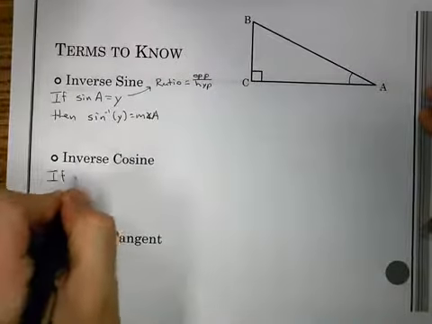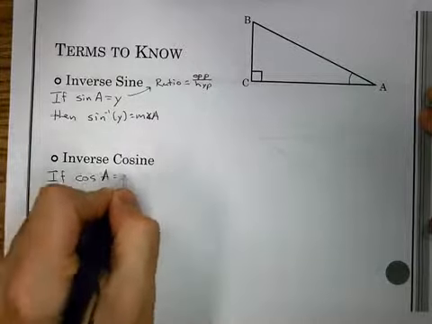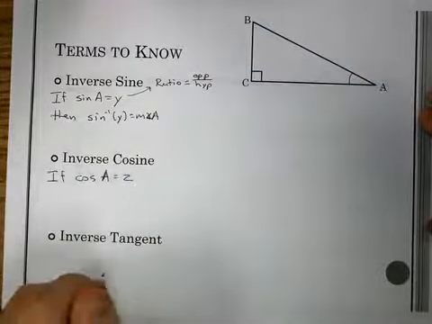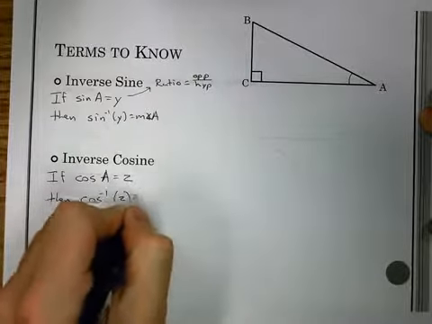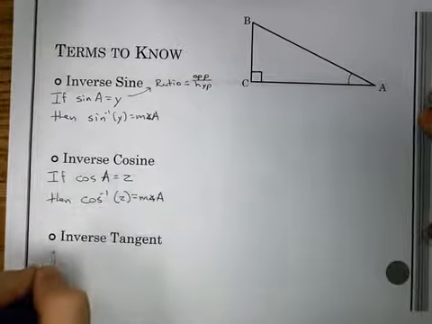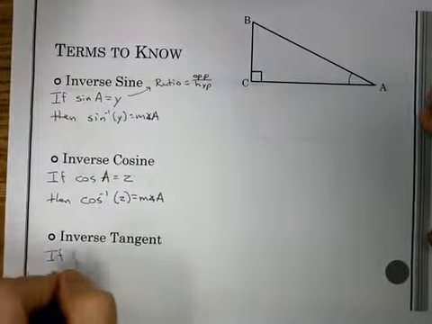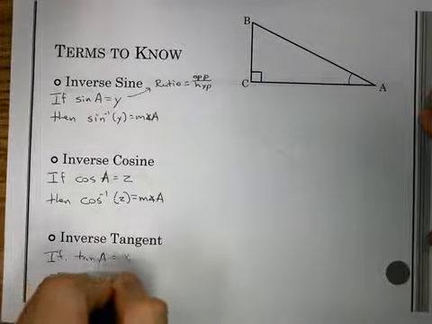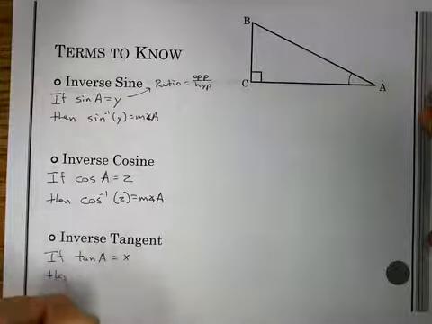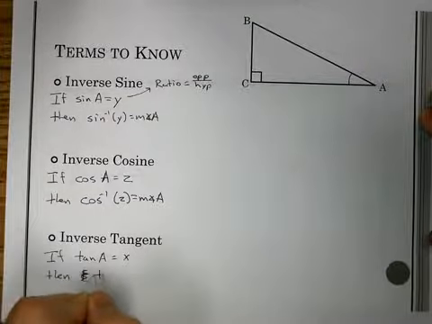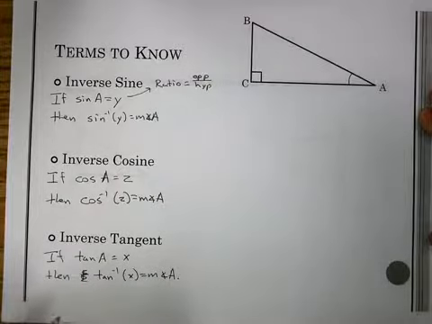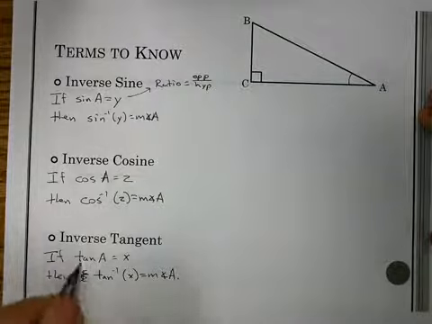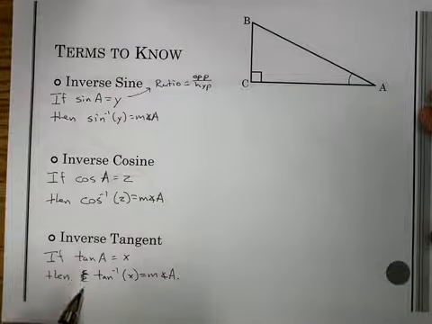It also works for cosine, so if cosine of A equals z, we'll say, and that's just some value, some ratio, then cosine inverse of z equals the measure of angle A. And finally, if tangent of A equals a ratio x, then tangent inverse of x equals the measure of angle A. So let's give it values in our triangle and actually start to work through and see how this is something very useful for now finding angle measurements.